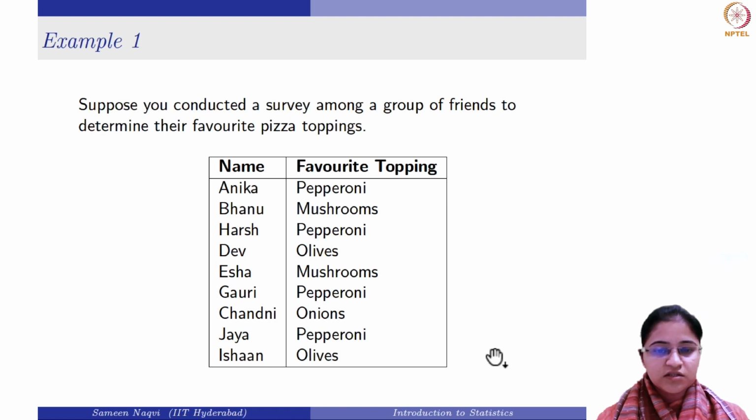So let us start and see this example. Let us go with the count. You can count the number of times pepperoni appears. So it is 1, 2, 3 and 4. So 4 is the count for pepperoni. For mushrooms, it is 2. Olives also it is 2. And for onions, it is 1.